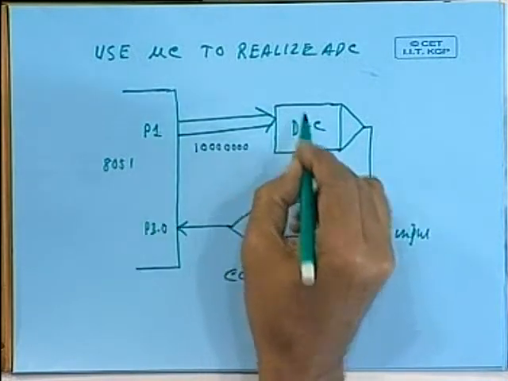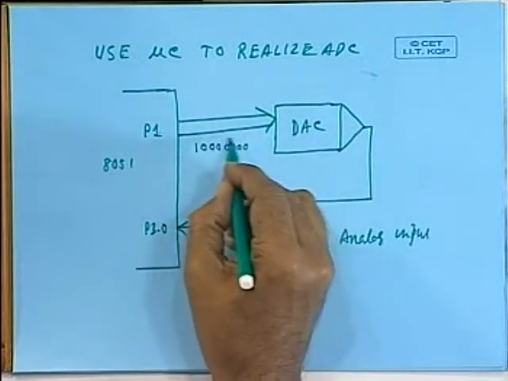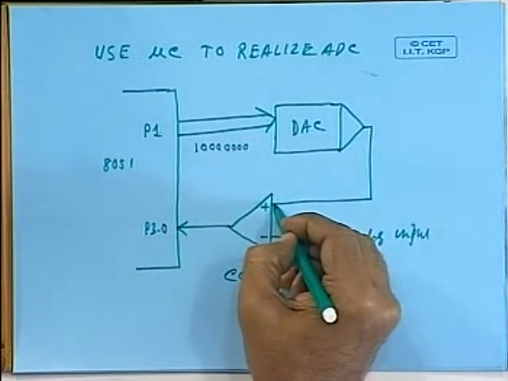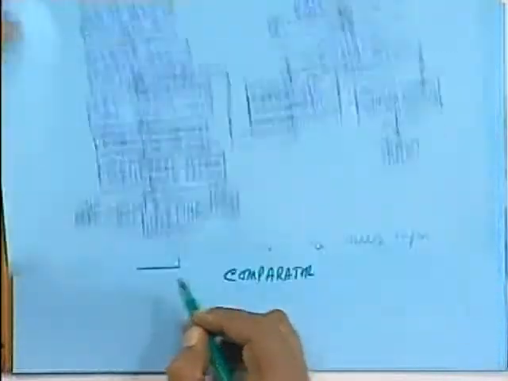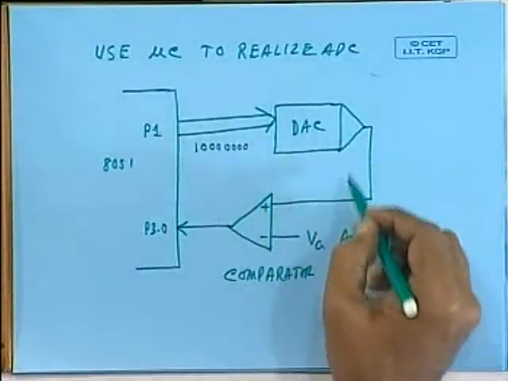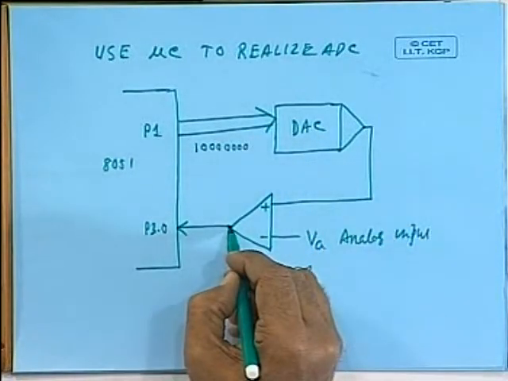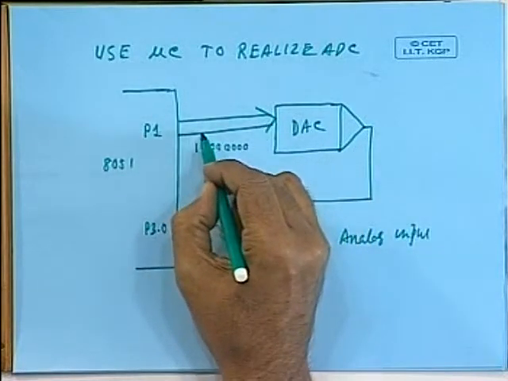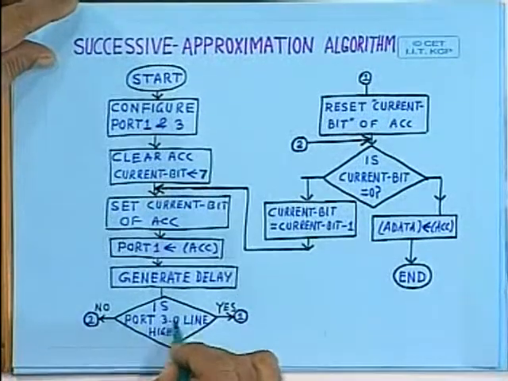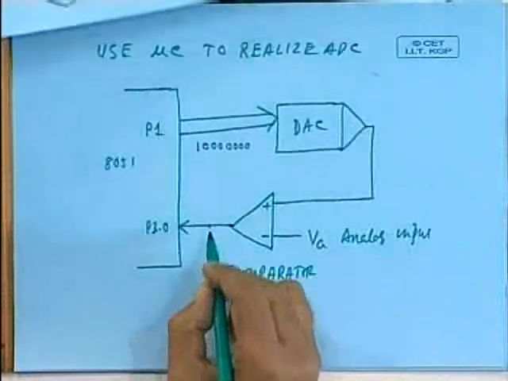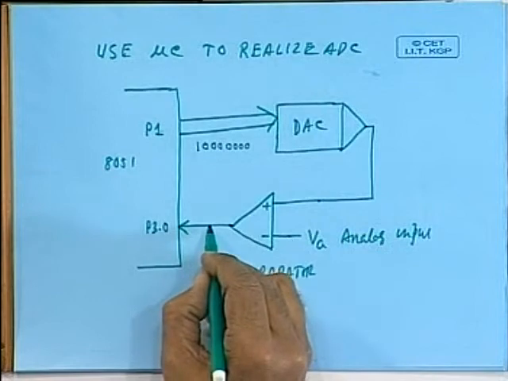This is applied to the DAC. So, if the full scale voltage of the DAC is 5 volt, because of this application you will get 2.5 volt applied here. And after that you generate a small delay, because this circuitry, as you know, takes some time. The DA converter and comparator will take some time to stabilize the outputs, and after this output is stabilized, you read the port 3.0 line. Is the port 3 line high? You will be checking whether this is high or low. When will it be high? When this output is greater than this, then this output will be high.